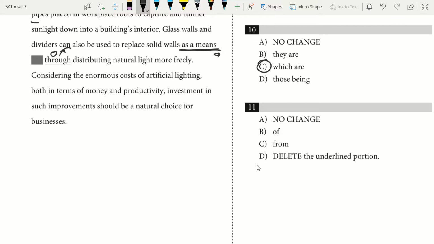So after I read "means" and see the next word's underlined, I'm going to fill it in with what I would anticipate if I were writing this essay. If I were writing this, what would I put? So as I read it, I see it as a means of distributing natural light more freely. And we see that'll be our answer, right?